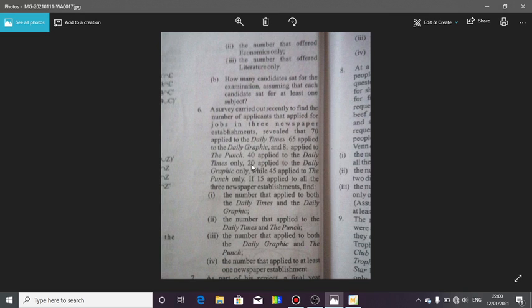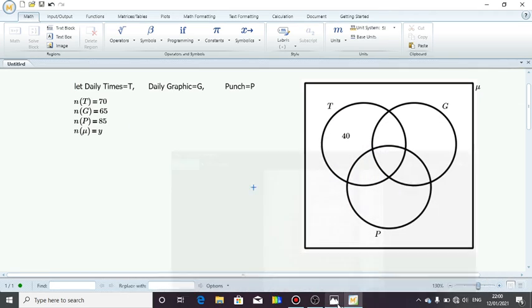Very, very important. Then 20 to only graphics, while 45 to punch. So take note of that. This 20 is for this place, graphics only. Put it there. Then the last one is 45. So 45 is for only punch. Please, you need to take note of what I'm doing here. This "only" is different from this.